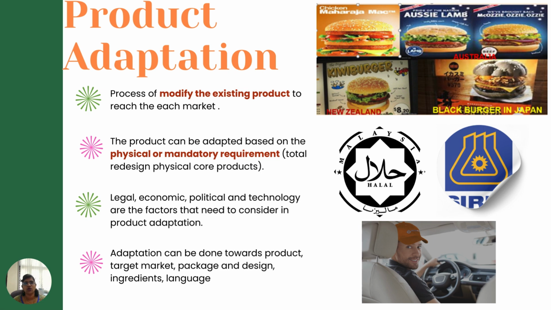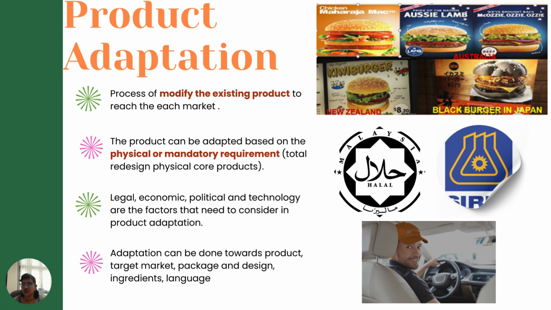For example, when we talk about McDonald's, it's a well-known brand, but McDonald's also uses product adaptation as their strategy. The adaptation in McDonald's was done in terms of the ingredients. Like for example, in India, they do not serve beef burger because the majority of the consumers in India are vegetarian, so they go for McChicken. Okay, it's a vegetarian burger.